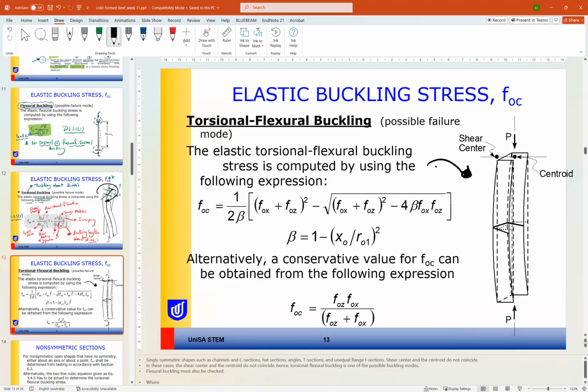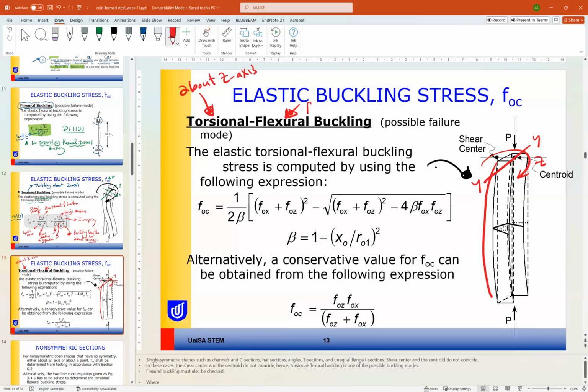what is the torsional buckling? In this case, it means we have a combination of twisting and bending about one of the principal axes. As you can see here, the member bends about the y-axis. During the bending, we also have twisting about the z-axis. So we have torsional or twisting about the z-axis along with flexure or bending about the y-axis.